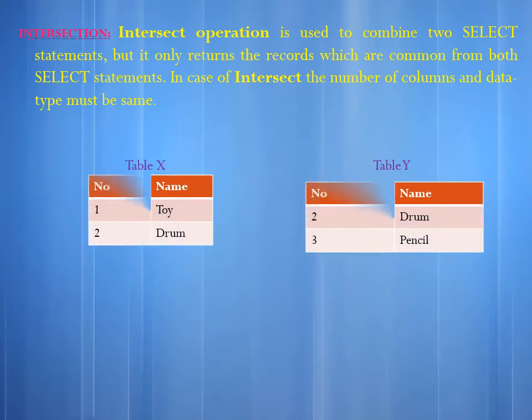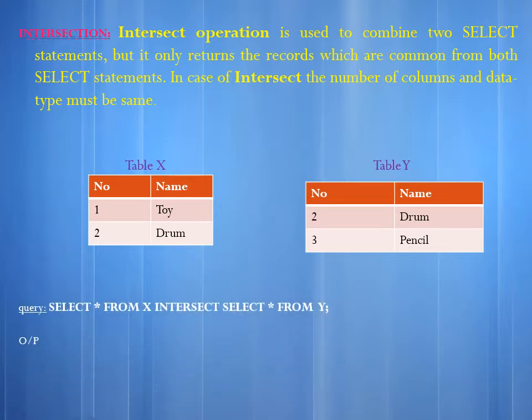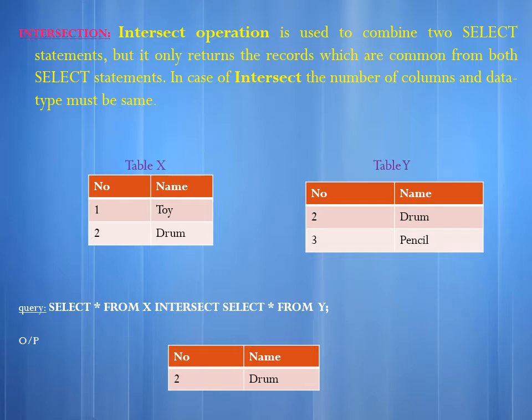So, in the example, we have two records in table X and two records in table Y. After applying intersection through the command select asterisk from X intersect select asterisk from Y, output will be the record from both the tables, but it only returns the record which is common from both select statements. So output will be drum.